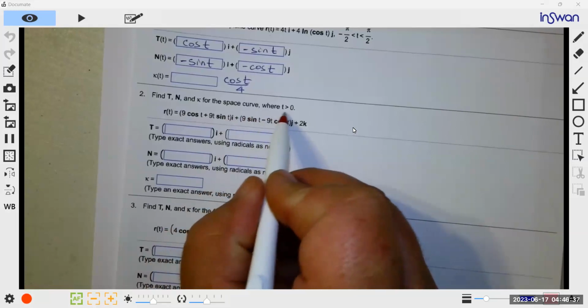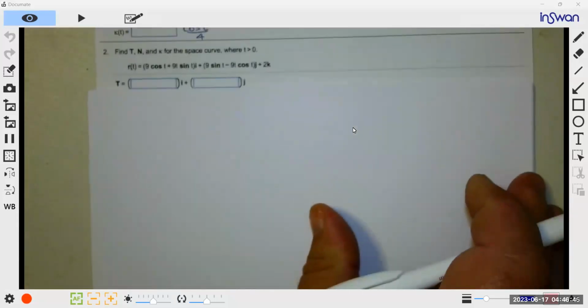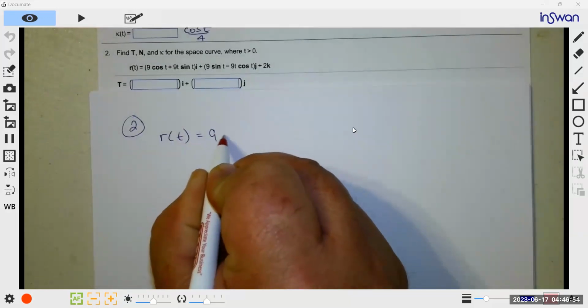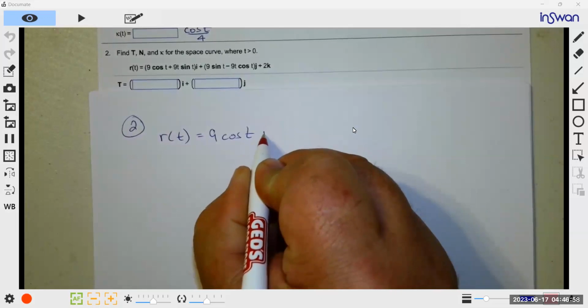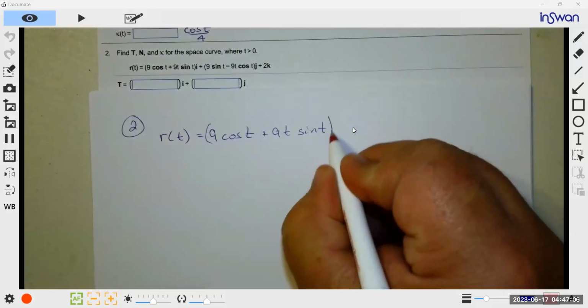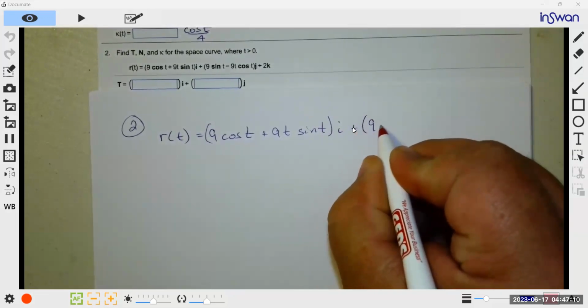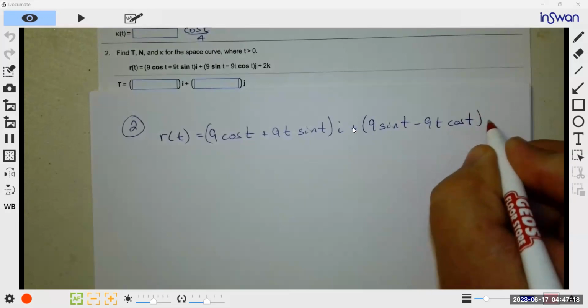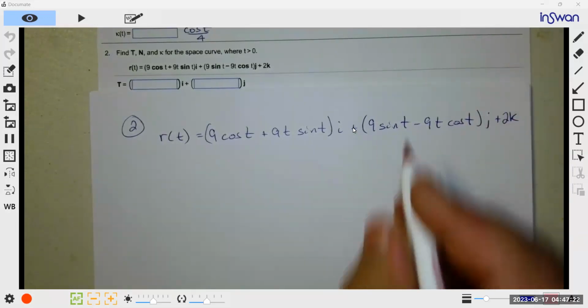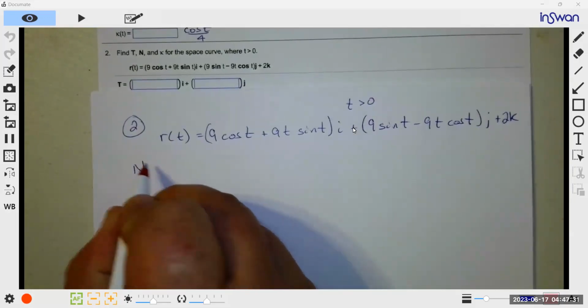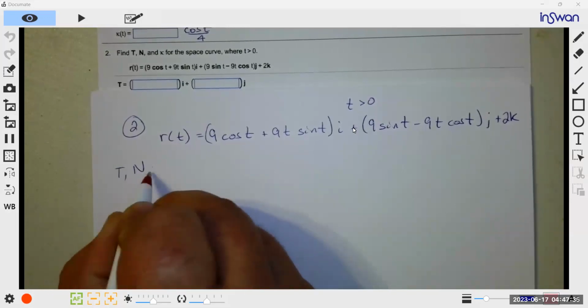Find T, N, and K again for the space curve, t greater than 0, r of t equals (9 cosine t plus 9t sine t) i plus (9 sine t minus 9t cosine t) j plus 2k, t greater than 0. Find T, N, and K.